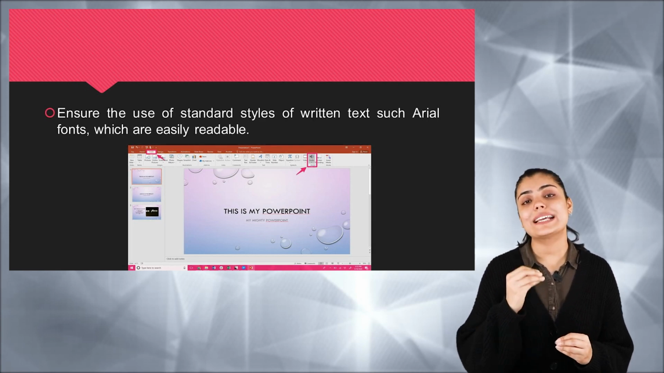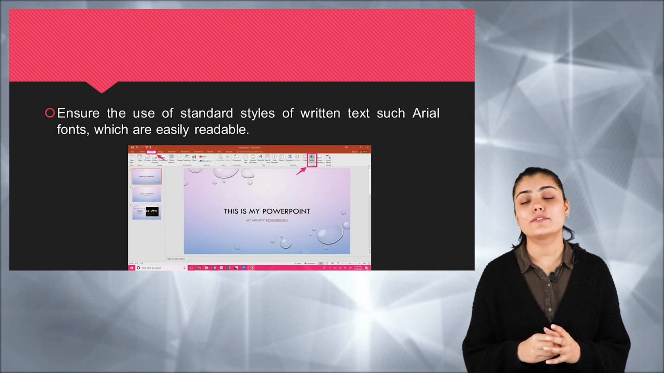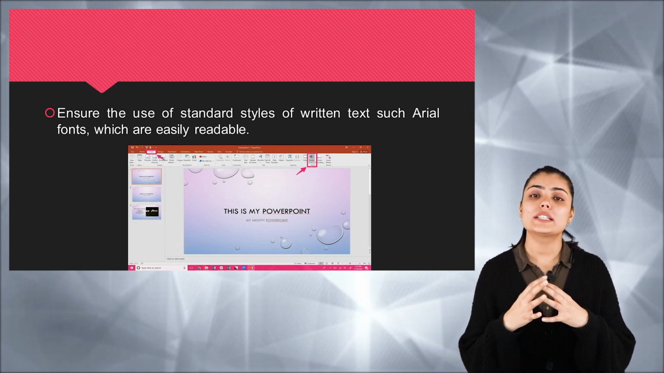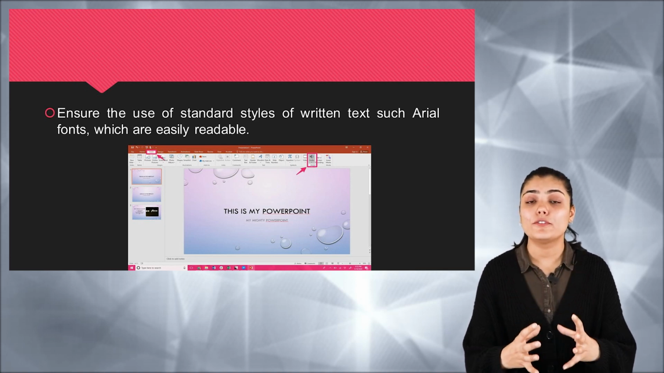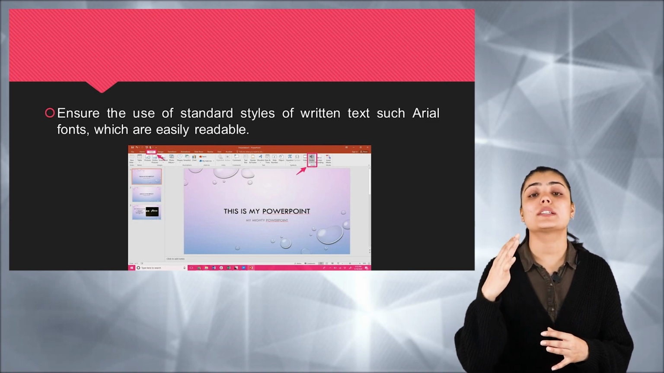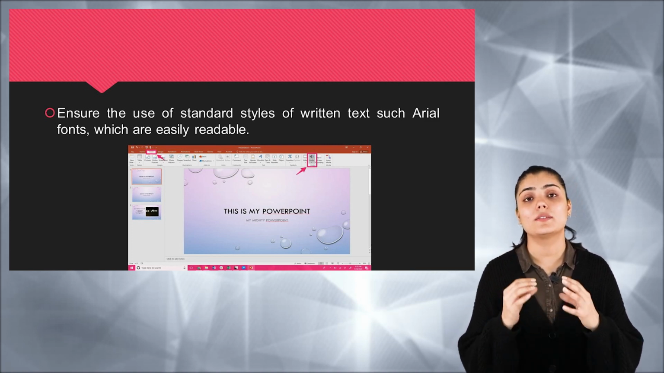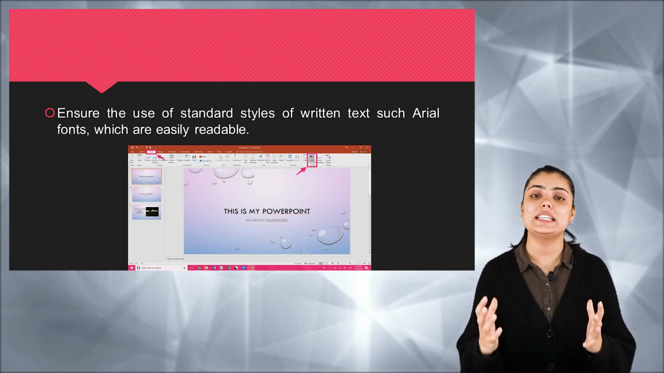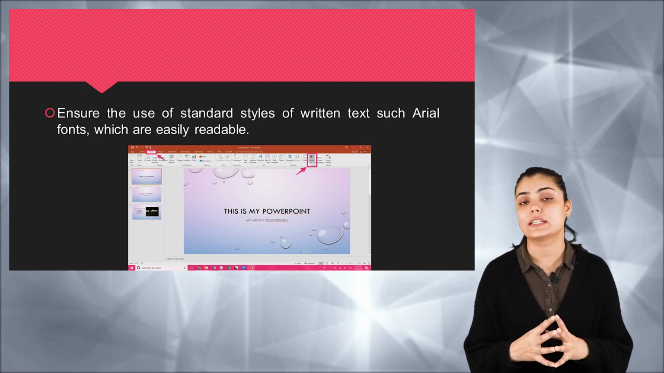Now, the fonts that are easily readable and clear for the audience must be used, such as Arial. The font that we use must not confuse the viewers. There must be no confusion among the learners about what is being displayed on the screen. If we use simple and understandable fonts such as Arial, then it is easily understandable by all the different learners.